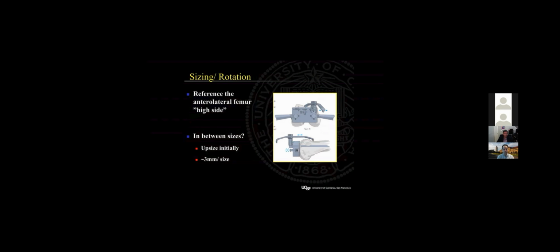When sizing the femur, always reference the anterolateral femur. Ensure there's no interposed synovium, giving a false measurement. If you're in between sizes, start with the larger one, as you can always downsize and cut more bone. You can't give it back. It's also important to note how your TK system grows between sizes.